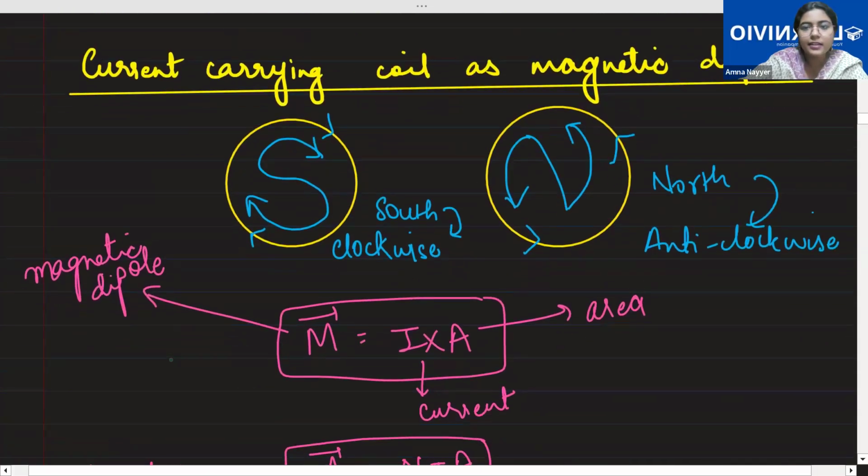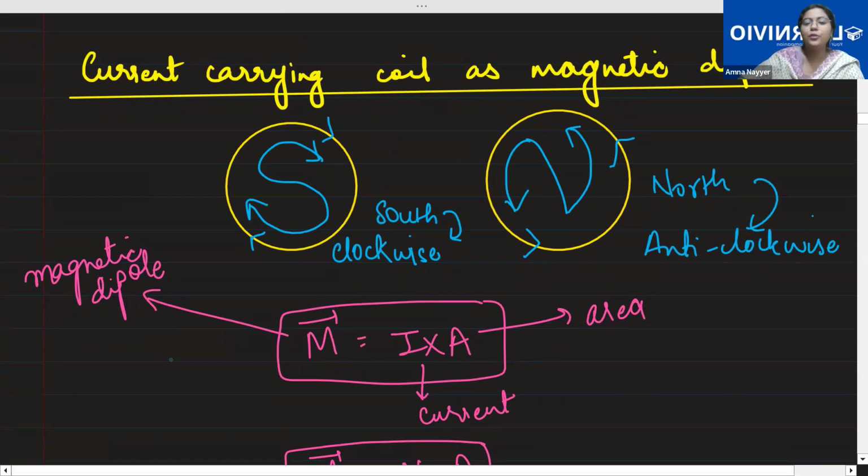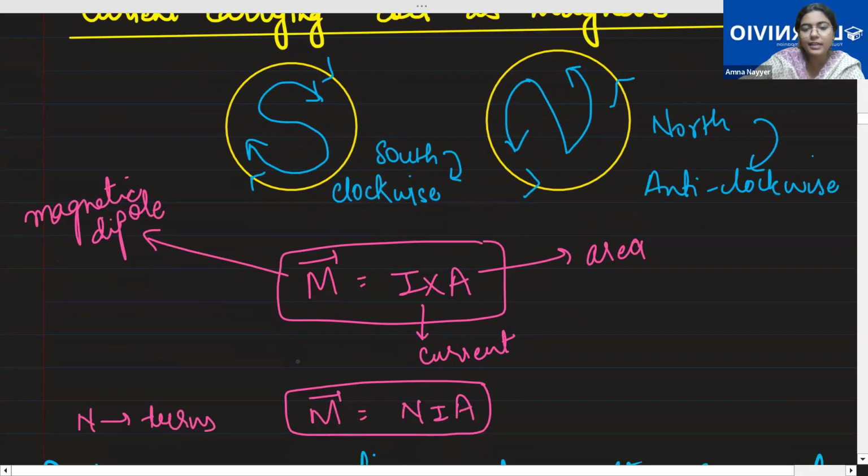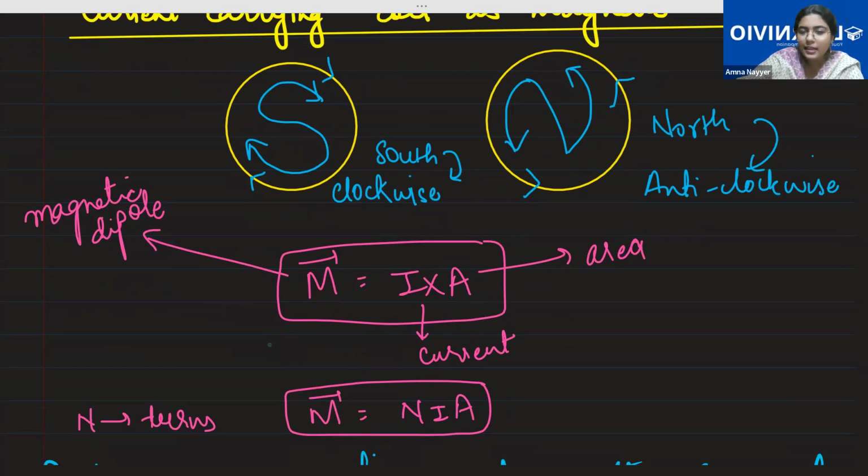Okay. See, when we talk about a magnetic dipole, the formula of magnetic moment is area multiplied by the current. Remember this because we'll be using it in the formula of the torque. Magnetic moment is current into area. If you have a single turn in the coil, it is current into area. For n number of turns, it is number of turns multiplied by current into area, that is NIA.